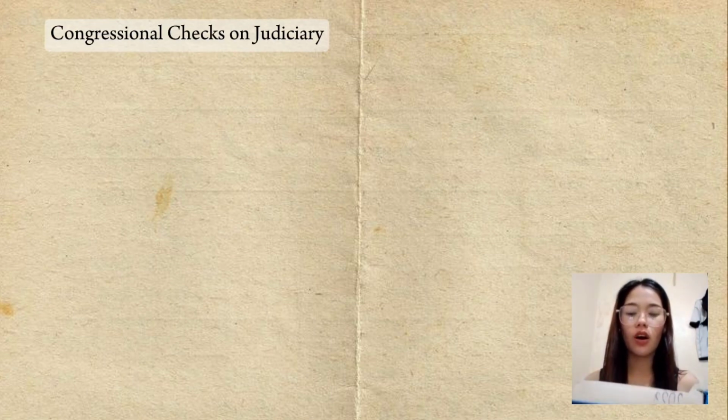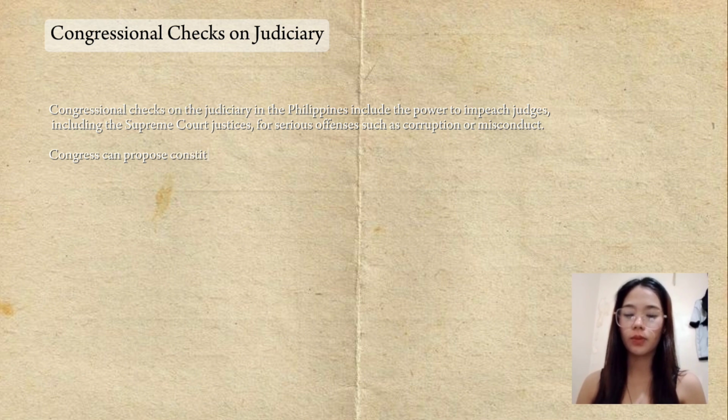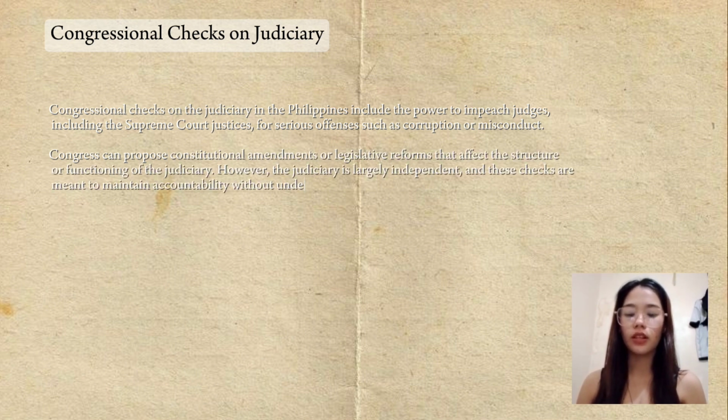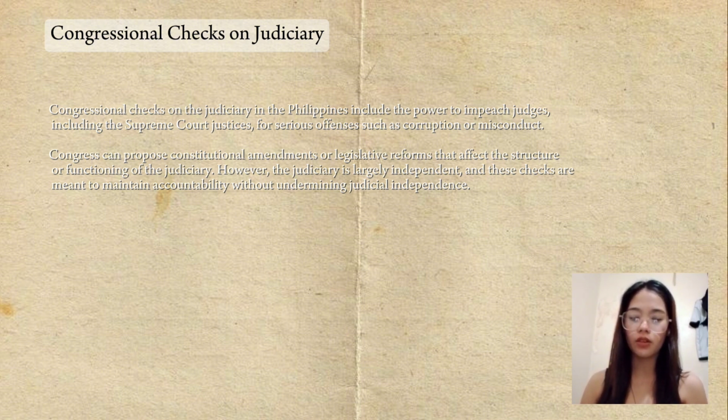Congressional checks of the judiciary: confirmation of judges. The system of checks and balances ensures that the legislative branch has multiple mechanisms to check the judicial branch, from confirming judicial appointments to controlling the judiciary's budget. Congress plays a crucial role in maintaining the balance of power. Each of these mechanisms serves to uphold the principles of accountability and prevent any one branch from overstepping its bounds.